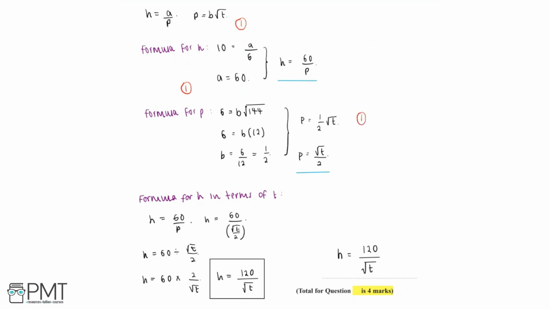And finally, we get the fourth mark for substituting our formula for p into our formula for h, and for getting a final answer that h is equal to 120 over root t. And so we've now achieved the full 4 marks needed in this question.